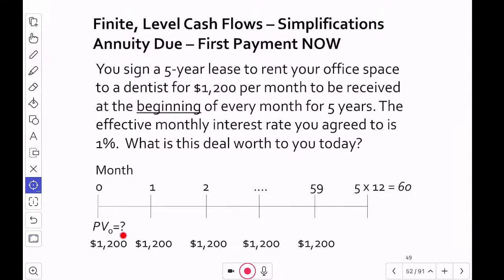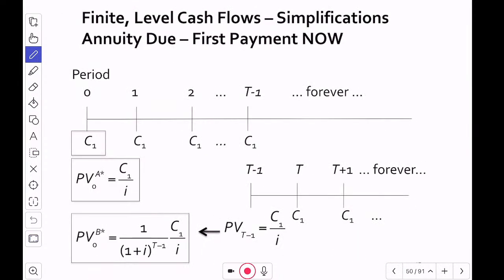How does that change things, that this is the first cash flow? Well, one thing is, it shifts all the cash flows back. So it's going to begin now and it's going to end on the 59th payment. This is actually the 60th payment. Let's be clear. So how can I calculate that with my annuity formula? Let's make an adjustment to the annuity formula.